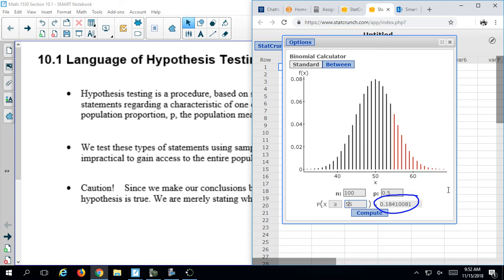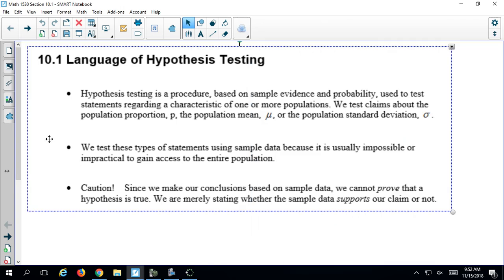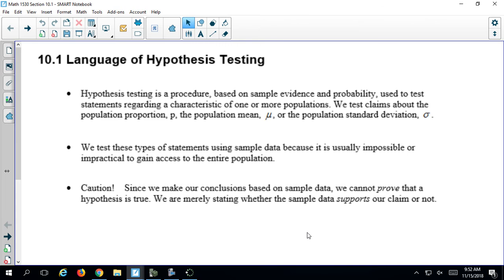Okay? All right. So the first section is called the language of hypothesis testing. We're just going to go through the parts and kind of how it works. Okay? And what do you say when your sample goes one way or the other? So hypothesis testing is a procedure based on sample evidence and probability used to test statements regarding a characteristic of one or more populations. We test claims about population proportion, population mean, and population standard deviation. We're only going to do proportion and mean in this class, just like confidence intervals. Okay.